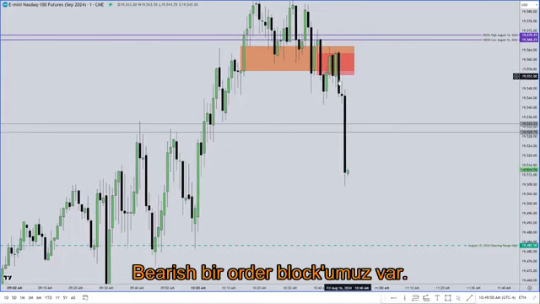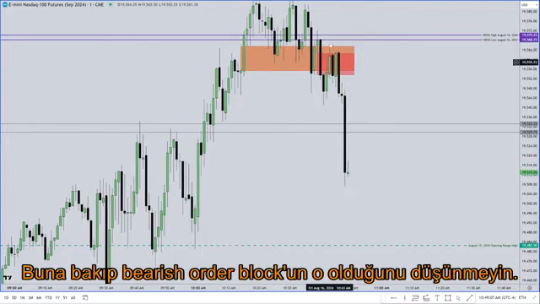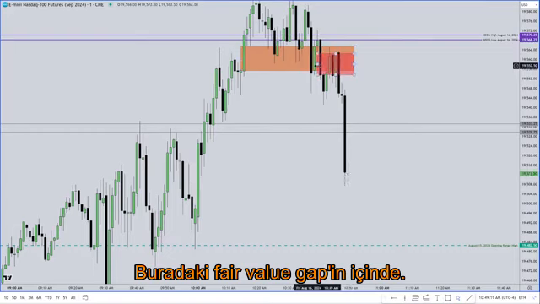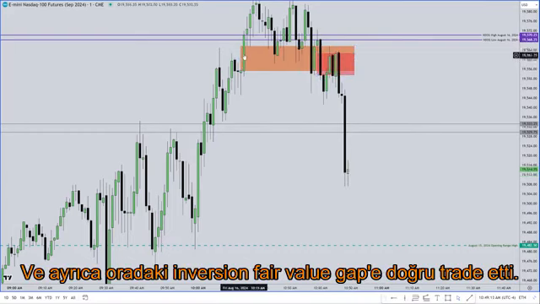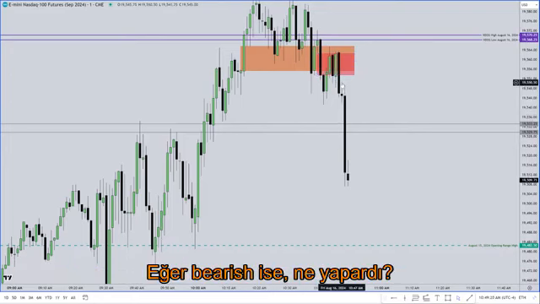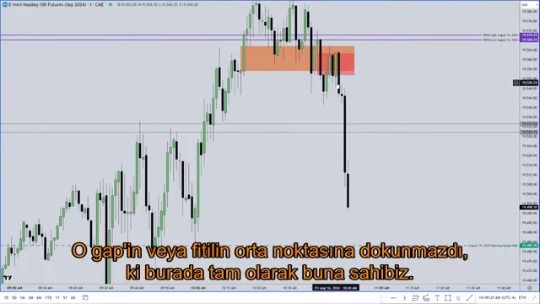We have a bearish order block, that candle here, because it had the highest up close versus this one. Don't look at this and think that that's the bearish order block. It's this one. It's inside of the fair value gap here, and it also traded into the inversion fair value gap there. The key is watching this wick trade up into it here. If it's bearish, what would it do? More specifically, what would it not do? It would not touch the midpoint of that gap or wick, which is what we have right here.